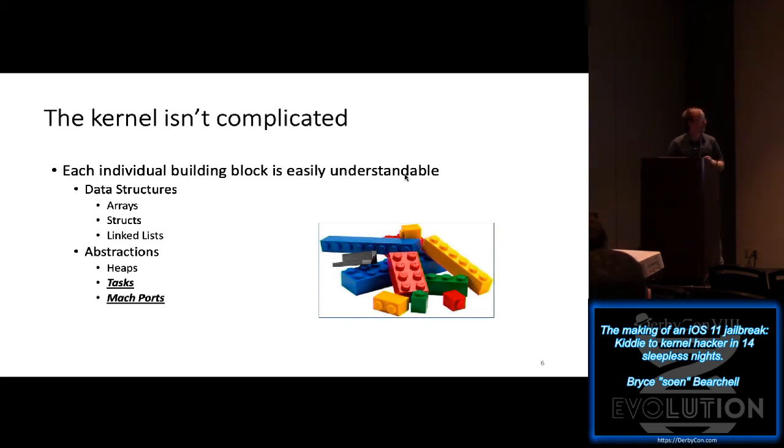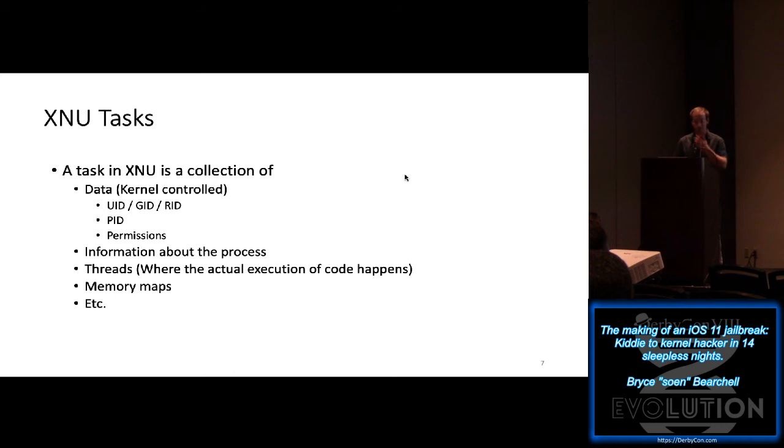Now there's a couple of abstractions that are XNU specific, so tasks and Mach ports are the two that are slightly different than other operating systems. A task in XNU is very analogous to the EPROCESS structure inside of Windows. It's a collection of everything that the kernel needs to know about a program to run it. So like the state, where it lies, what permissions it has, where its memory is mapped, is it memory mapped or is it paged out? It's just a collection of data surrounding a process, and it's all built out in a nice little struct that we'll see later.